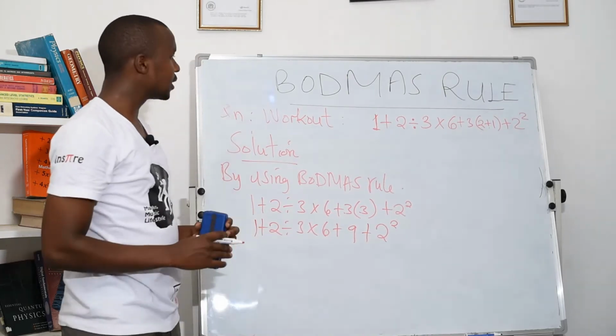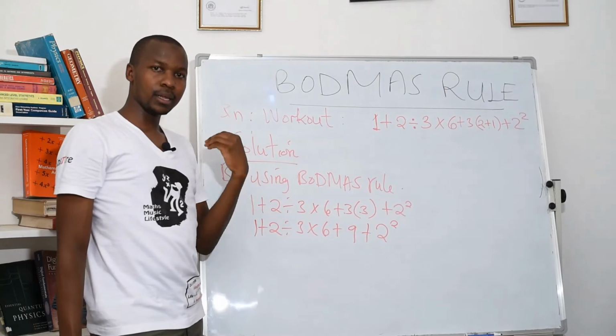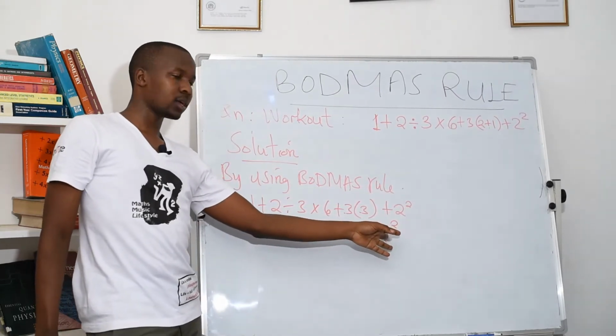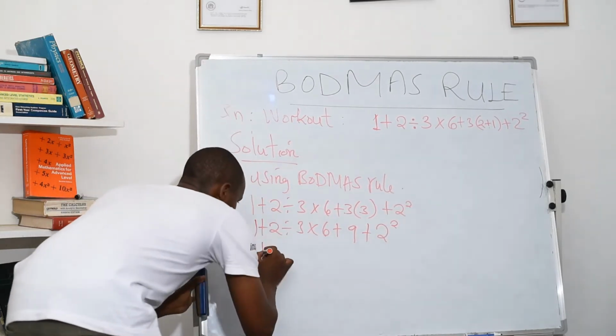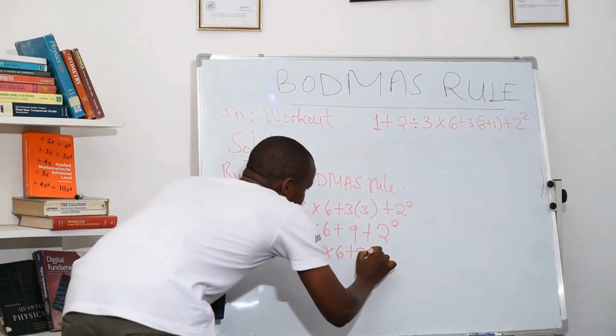So what next? We go to off. Off is the issues of power and the issues of roots. Here we have the power, so we are going to simplify this one first. So here we'll have 1 plus 2 divided by 3 times 6 plus 9 plus.